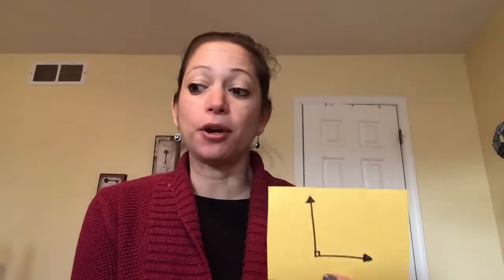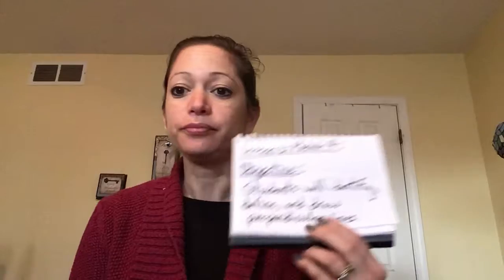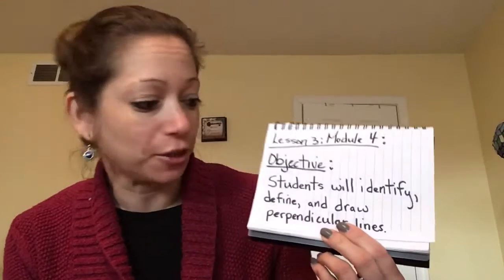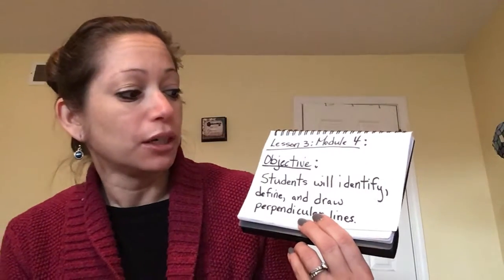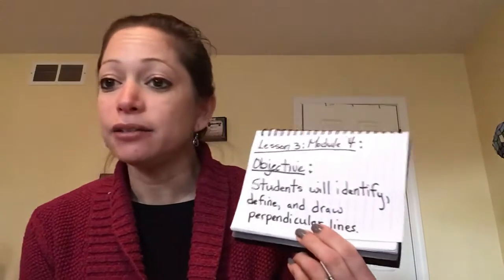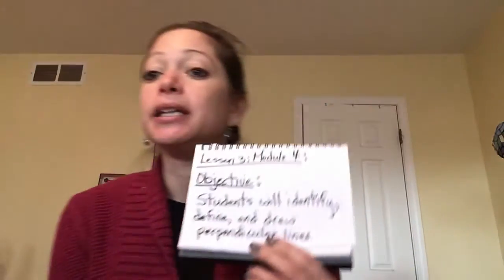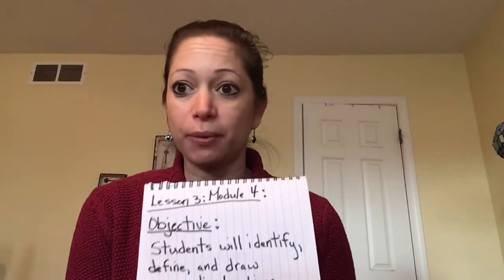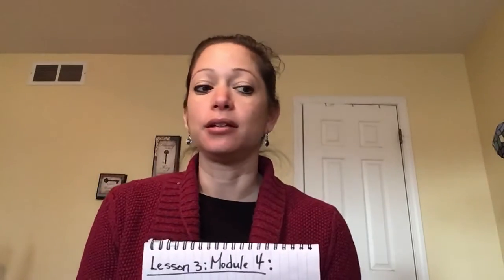So this right angle is going to come in handy for our lesson 3 today. I'm going to go ahead and show you what our objective is for today. This is what my goal is for you. I want students to identify, define, and draw perpendicular lines. And you're probably thinking, what are perpendicular lines? That's what we're going to be focused on today.